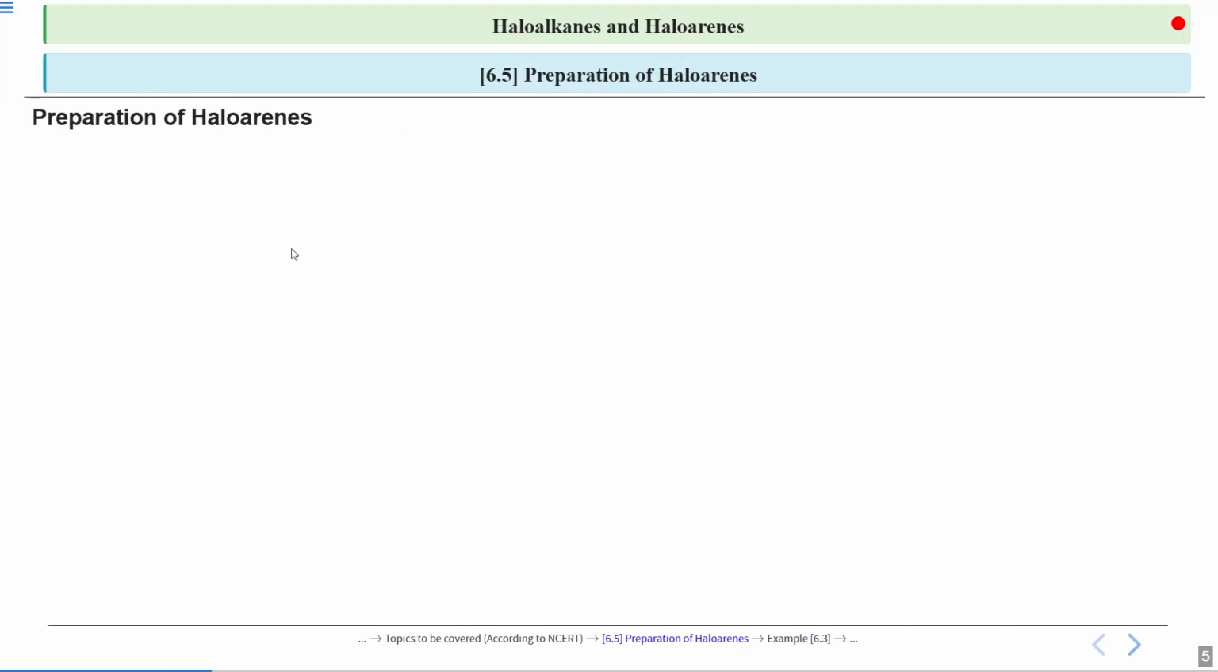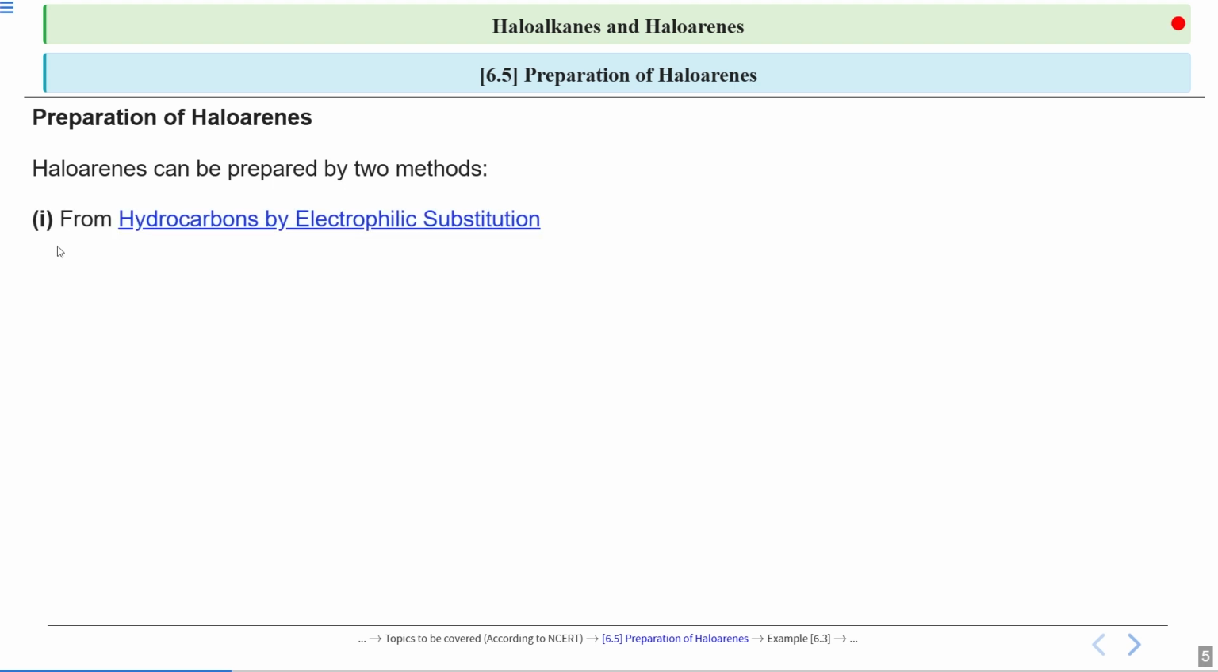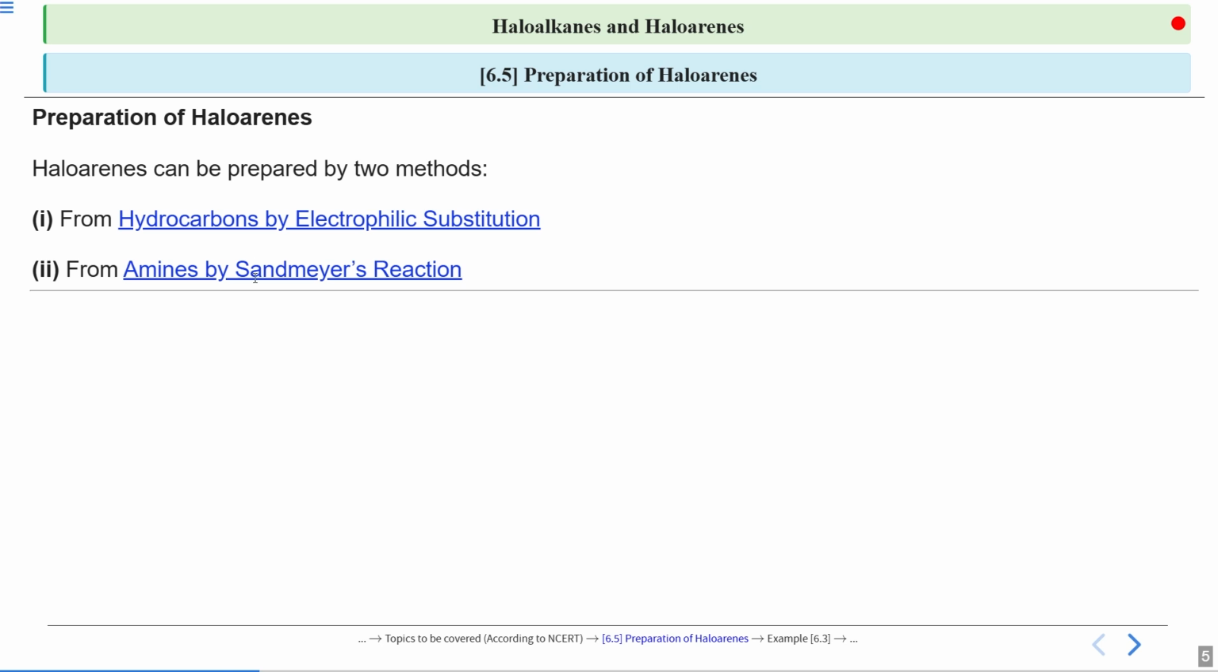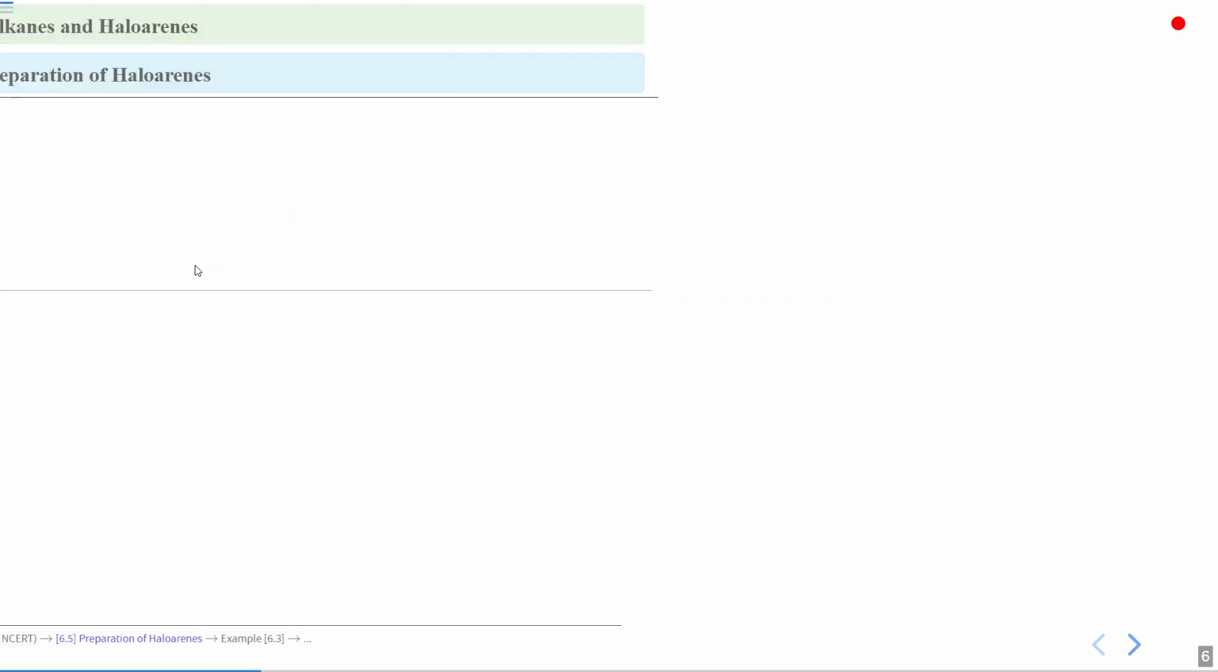So let's start with our first topic, the section 6.5, preparation of haloarenes. Haloarenes can be majorly prepared by two methods. The first one is from the hydrocarbons by doing the electrophilic substitution reaction, and the second method is from amines by doing the Sandmeyer's reaction, from amines where the nitrogen-hydrogen bond is present, right? So these are the two methods through which we can prepare the haloarenes. We will discuss them one by one.